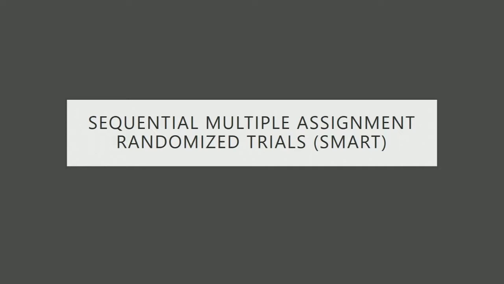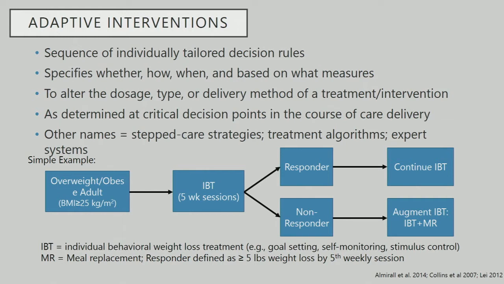So I'm going to switch gears a little bit and talk about SMART trials and give an example of one we're doing in the ED. So I think to start with, it's helpful to differentiate between what a SMART trial is and what an adaptive intervention is. So an adaptive intervention is basically a sequence of individually tailored decision rules that specify whether, how, when, and based on what measures to alter the dosage or type of treatment that somebody's receiving, and this is determined at critical decision points during the course of their care delivery.